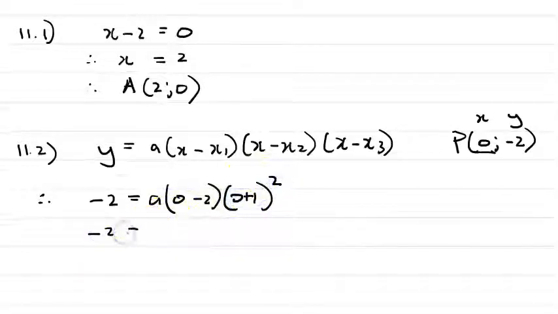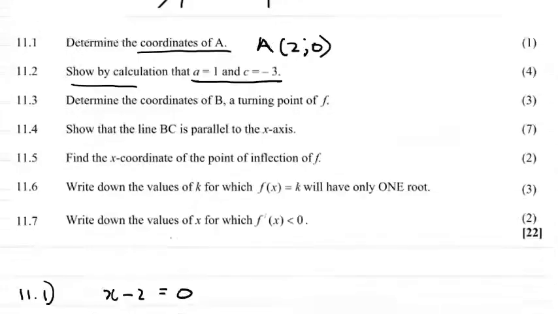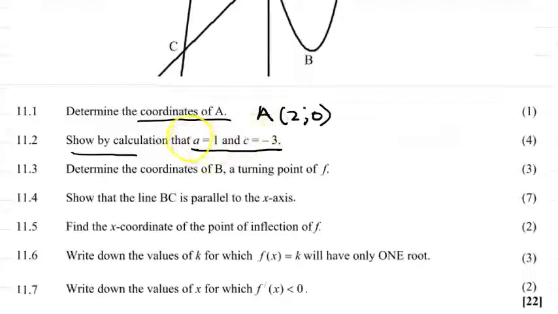So we got minus 2 equals minus 2 times 1 is minus 2a, therefore a equals 1. So a equals 1, so we are on the right track. There they say show that a is equal to 1. So now we need to show that c is equal to negative 3.